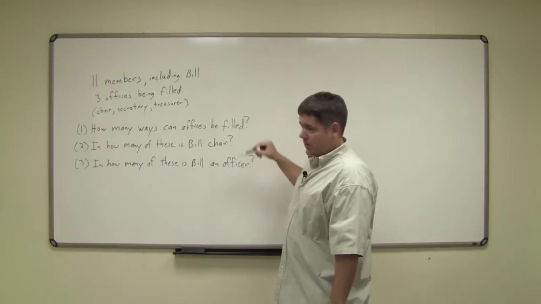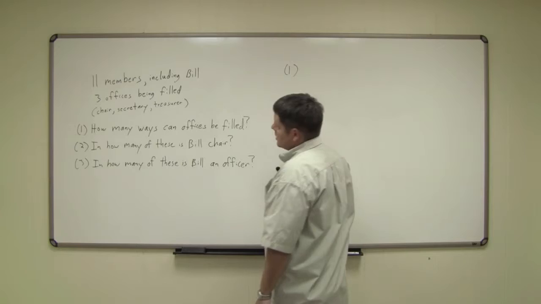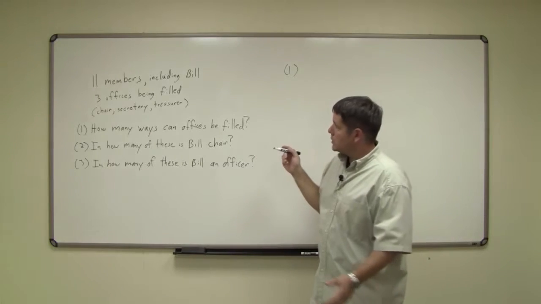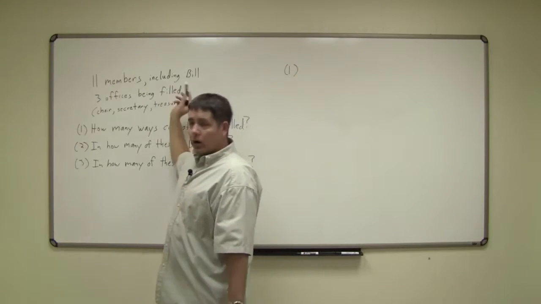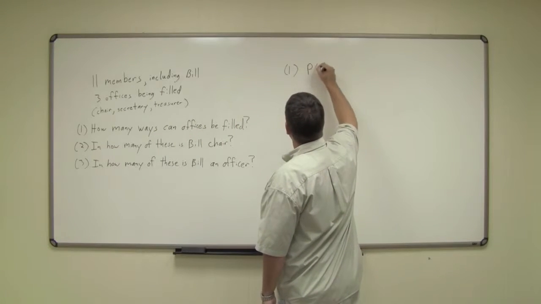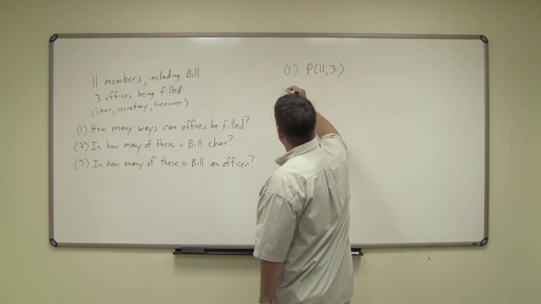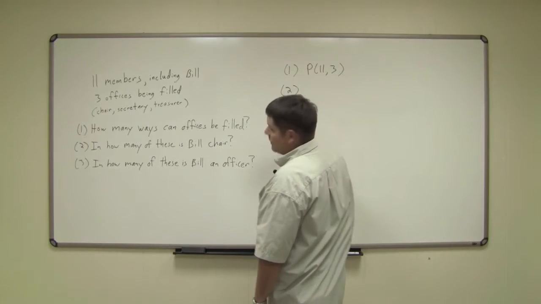Let's talk about these 3 things. The first one says, how many ways can the offices be filled? So this means that we don't particularly care whether Bill is one of these officers or not. We would say I have 11 total people to choose from, and I need to fill 3 of the offices.